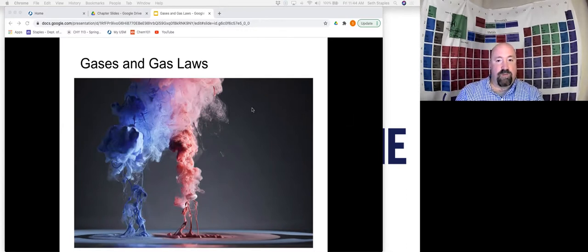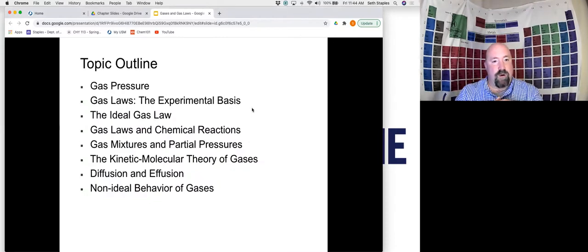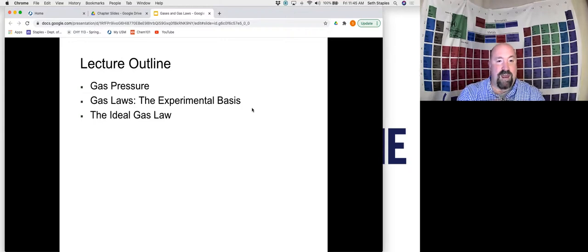So when we look at what we're going to be looking at in this topic, we're going to start out talking about gas pressure and various gas laws. We're going to then move on to looking at the gas laws in the context of chemical reactions, and look at gas mixtures. We'll talk about something called the kinetic molecular theory of gases, which really gives rise to the discussion of all these properties we'll talk about. We'll look at diffusion and effusion of gases, which is really just the movement of gases, either in open air, so to speak, or across a membrane. And then we'll look at what we call non-ideal behavior of gases. For today's lecture, we're going to focus on the first three. We're going to look at pressure, gas laws, and what we finally call the ideal gas law.